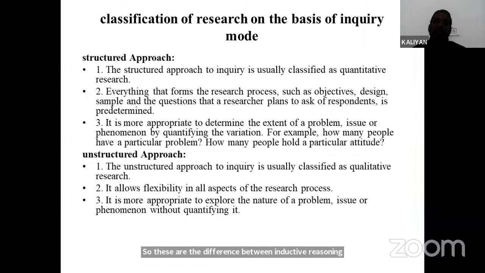Based on the inquiry mode, there are two types of approaches: structured approach and unstructured.